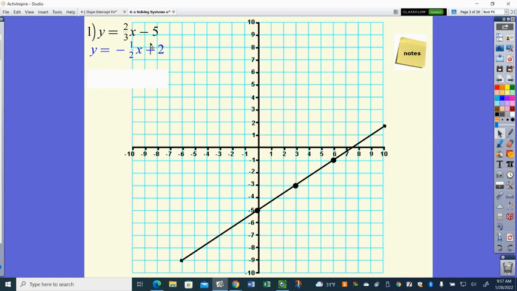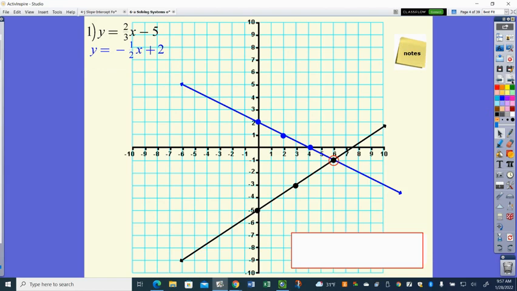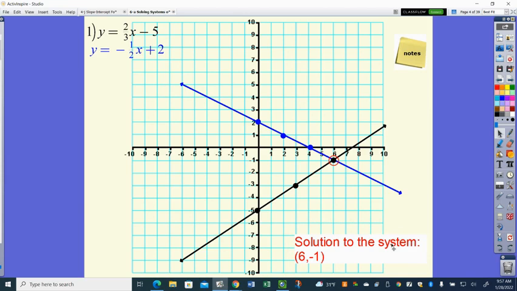Now what we're going to do is graph a second line right on the same piece of graph paper. This time the y-intercept is going to be up at 2, and my negative slope is going to take it down 1 and run 2. Rise of -1, run of 2, and when I graph that line, it's going to look like that. And then when we're talking about a solution, it's where do they meet? So in this particular case, the solution would be the point (6, -1).